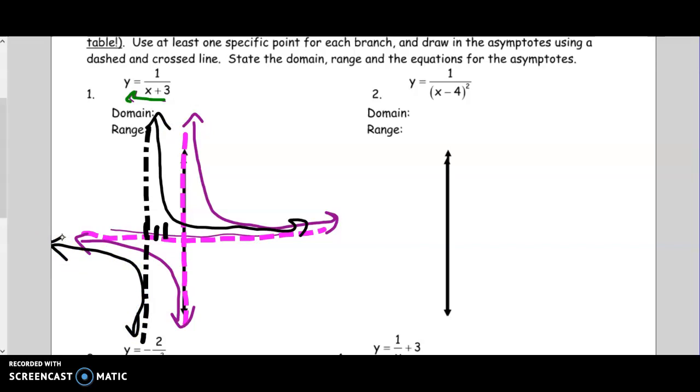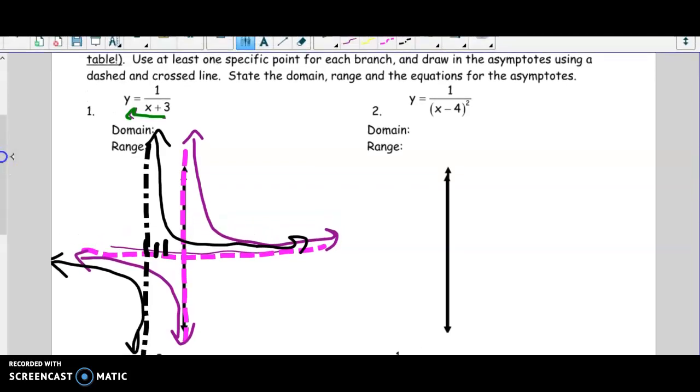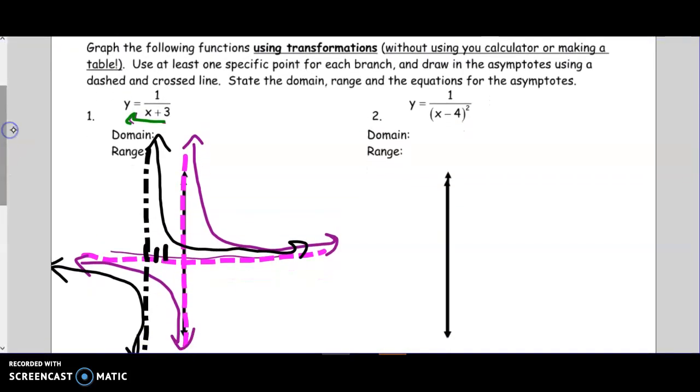You can make a table and do a whole bunch of values and plot as needed. The instructions here say: without a calculator or a table, use one specific point and draw the asymptotes. So our domain is all x's except -3. If you put -3 there, you end up dividing by 0, which is bad. That's where we have a vertical asymptote. My range, all y values will be hit except 0. The horizontal asymptote did not change.